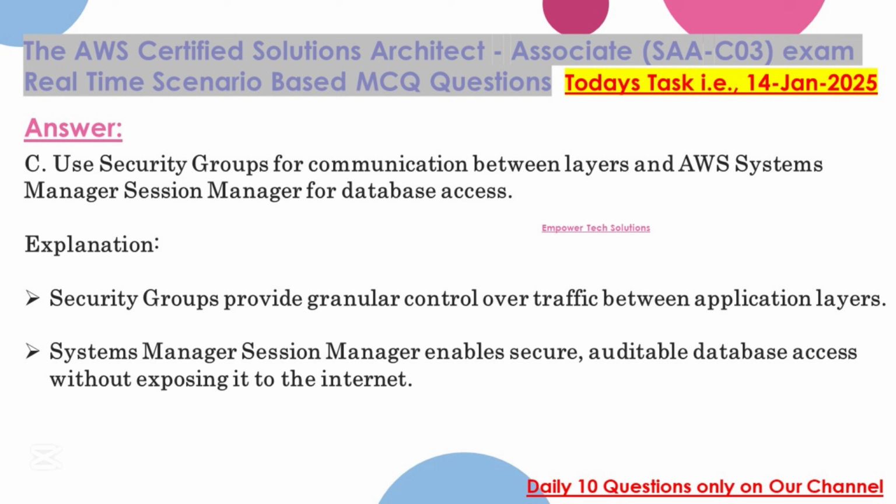Correct answer: C. Use security groups for communication between layers and AWS Systems Manager Session Manager for database access. Explanation: Security groups provide granular control over traffic between application layers. Systems Manager Session Manager enables secure, auditable database access without exposing it to the internet.